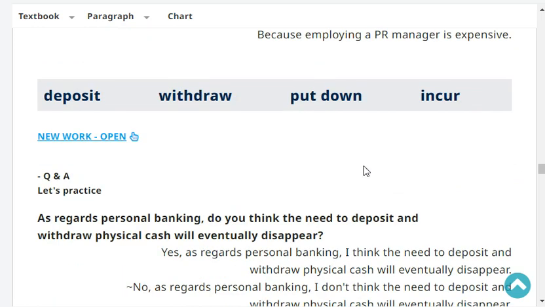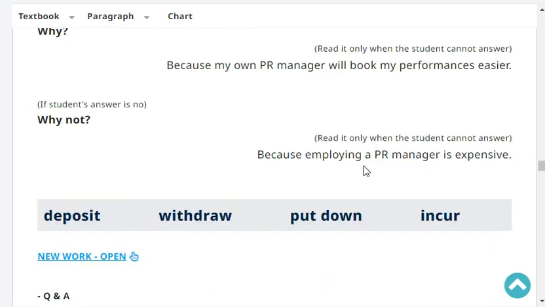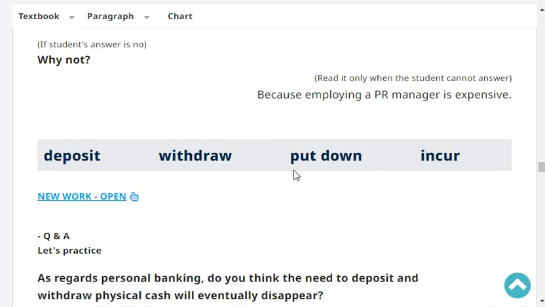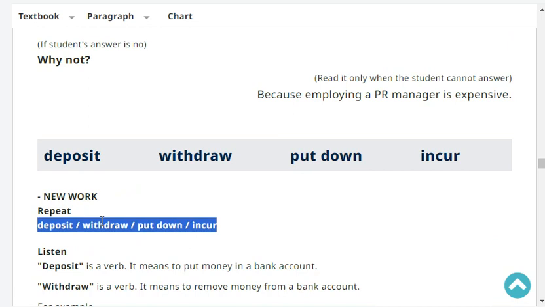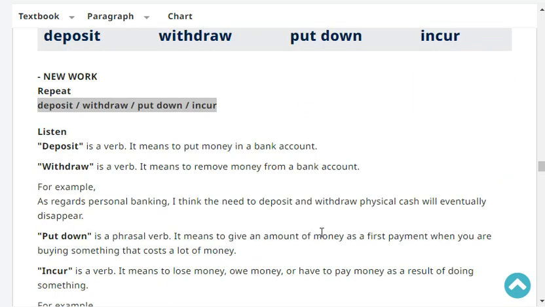Okay, and that's the end of our revision. Let's have new work. Okay, very good. Okay, so repeat: deposit, withdraw, put down, incur. Very good.